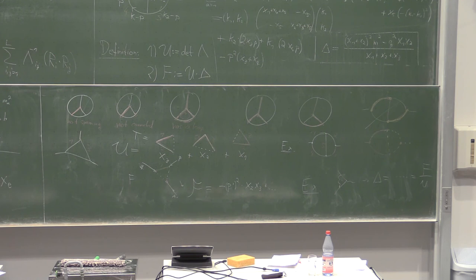Yeah. So, any other questions? Maybe just quickly. Is there a canonical way to choose this H function in terms of U and F, or is it kind of like just... You can do whatever you want. There is no canonical choice.